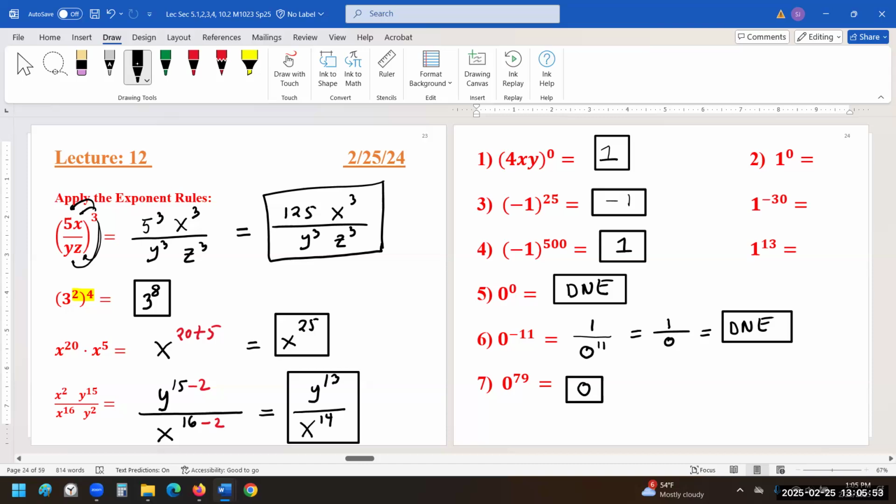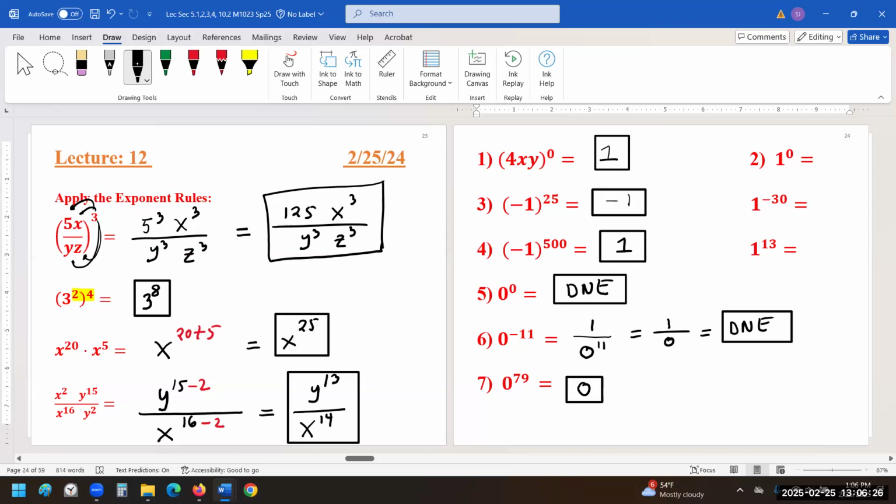Wait, why does 6 not exist and why is 7 0? The difference between 6 and 7 is that 6 has a negative power. Negative power means it's a fraction. Fraction means 0 is on the denominator. But we cannot divide anything by 0, so it doesn't exist. And positive power means you're multiplying your base that many times. So you're multiplying 0 79 times. You still get 0.